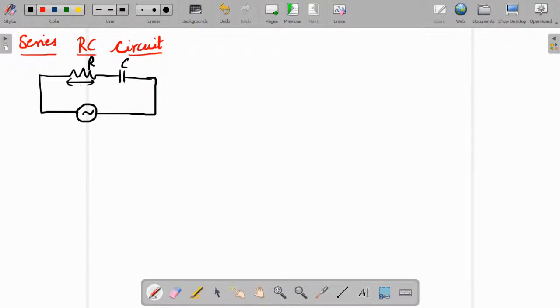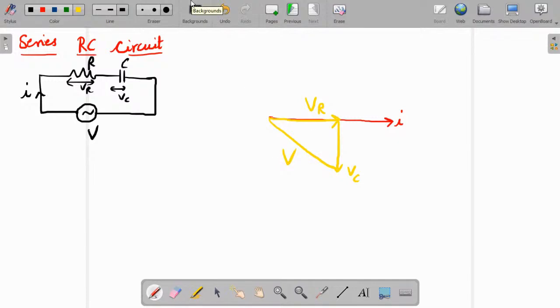Here the voltage across the resistor is VR, the voltage across the capacitor is VC, the source voltage is V and the current is I. Again it is a series circuit, so in the phasor diagram I take current as reference. The capacitor voltage VC will be lagging the current, so it is going to lag. This is my VC, whereas the resistor is in phase, so this is VR. The resultant is my V. If you understood the phasor diagrams explained separately for resistor, capacitor and inductor, this is very simple. Similarly, you can draw for impedance, active power and reactive power, same as the series RL circuit.